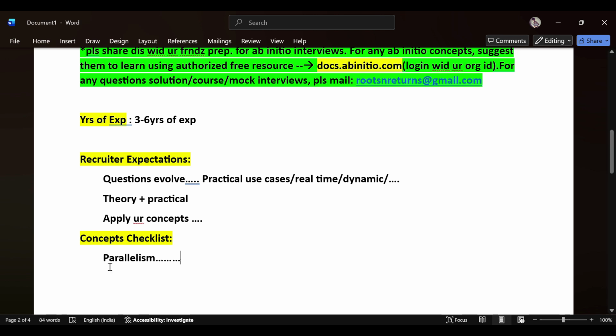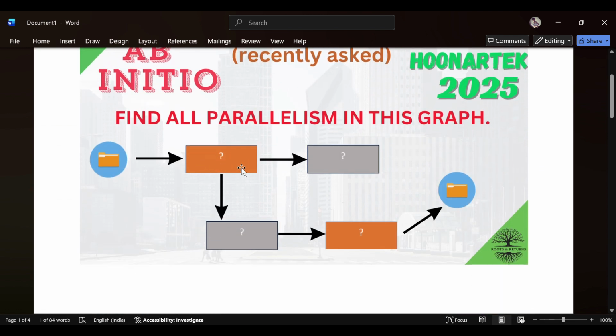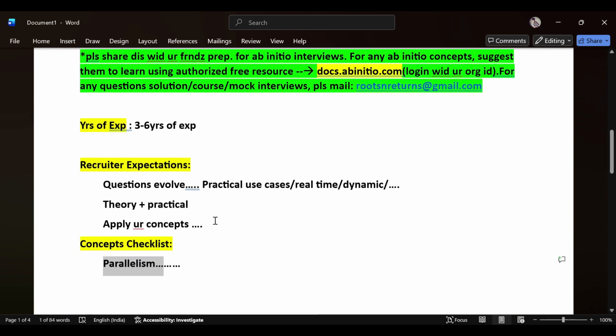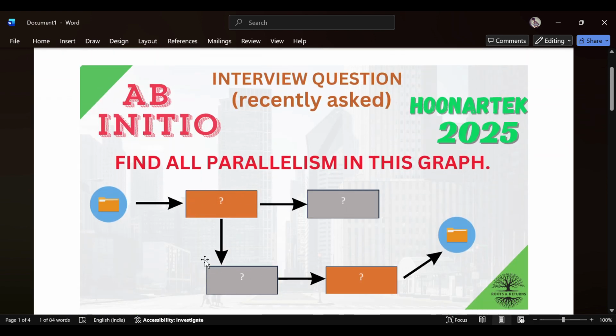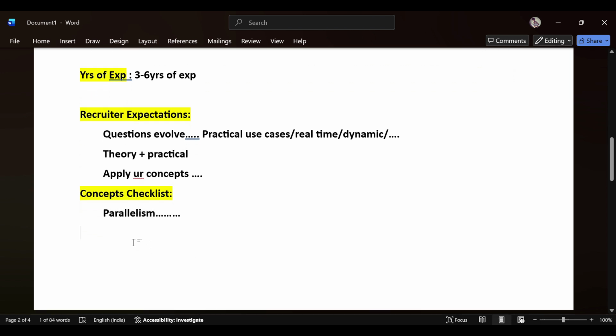Now we'll see all these types of parallelism in this question. I haven't made a video on types of parallelism, so today we'll discuss the types of parallelism involved in this graph. While discussing this practical use case, you'll get to know the entire types and understand them as well. You need to understand parallelism and the types of parallelism in Ab Initio. These concepts are very important.